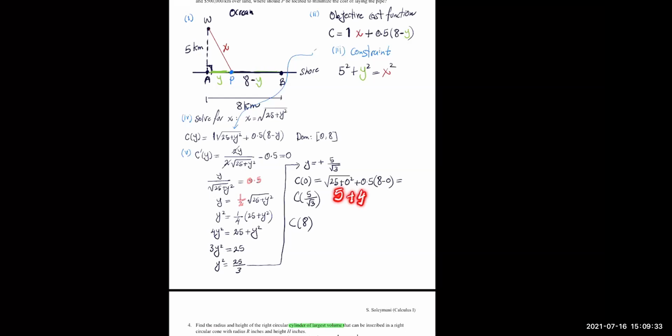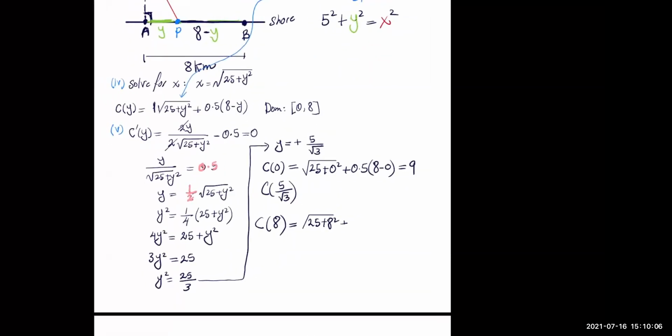That gives us, what is that? Is that right? Yeah, 5 plus 4, 9. Do I have that right? Yeah. Okay, so that's cost, and it's in millions, so it's 9 million. And then let's plug in 8 because it's easier. You got square root of 25 plus 8 squared plus 0.5 times, I'm plugging 8 for this y right here, so 8 minus 8.